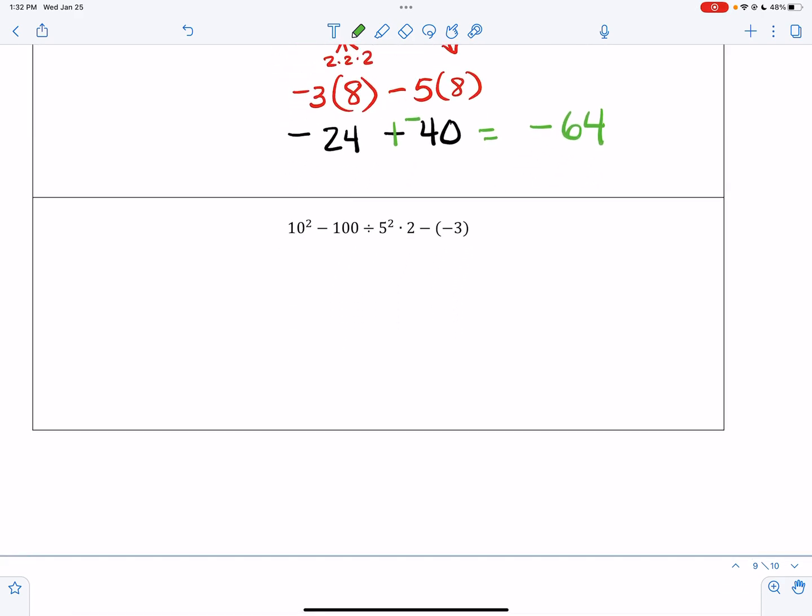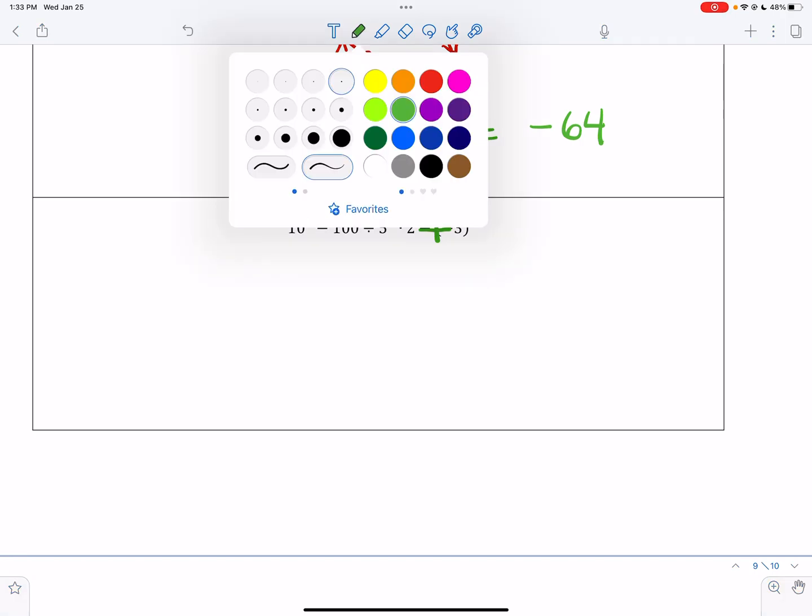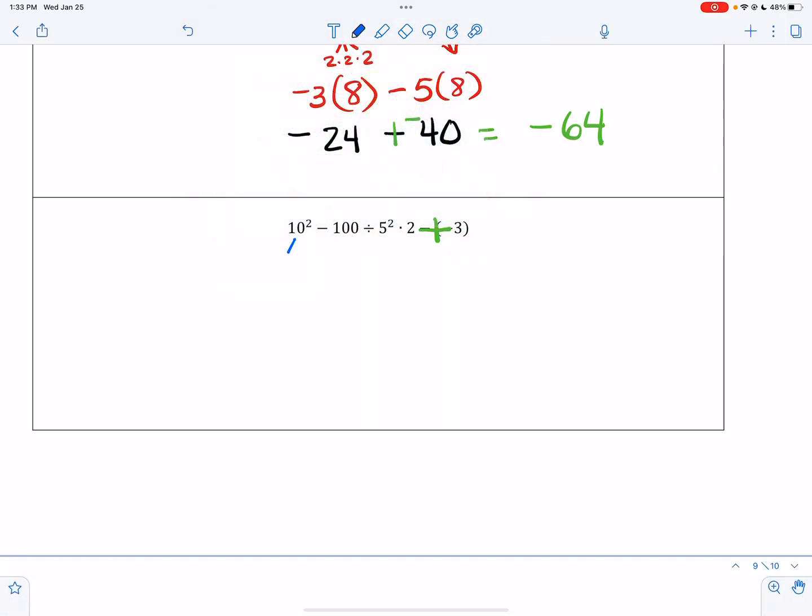All right, so here, really the only parentheses I see is this double negative, so I'm going to go ahead and change that to a plus, and then I'm going to take care of my exponents. So 10 squared is 10 times 10, which is 100. Bring down the minus 100, divided by 5 squared, which is 5 times 5, or 25, times 2 plus 3.